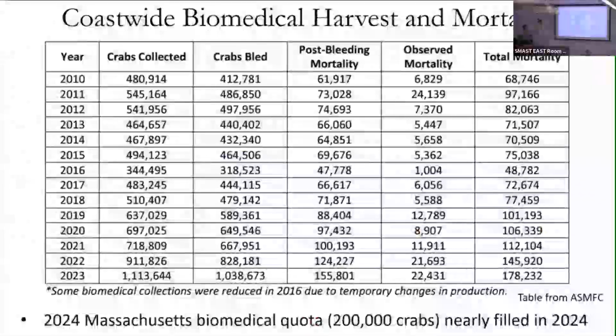So the biomedical harvest is confidential. We do have a 200,000 crab quota. We can say that the quota was nearly filled in 2024, as it was in 2023.